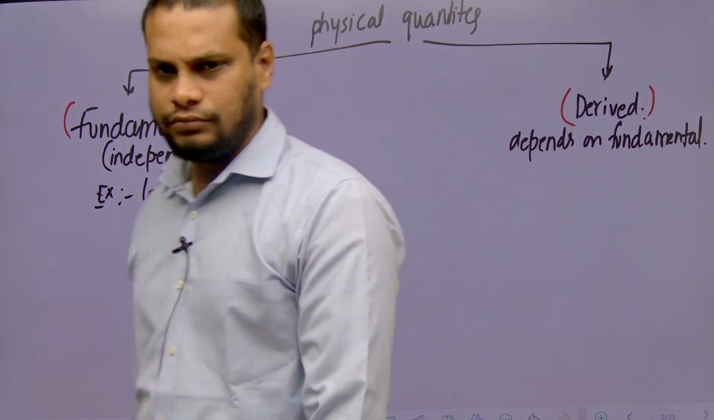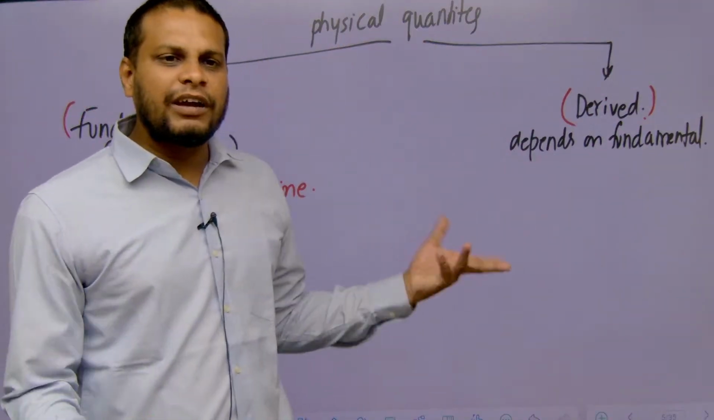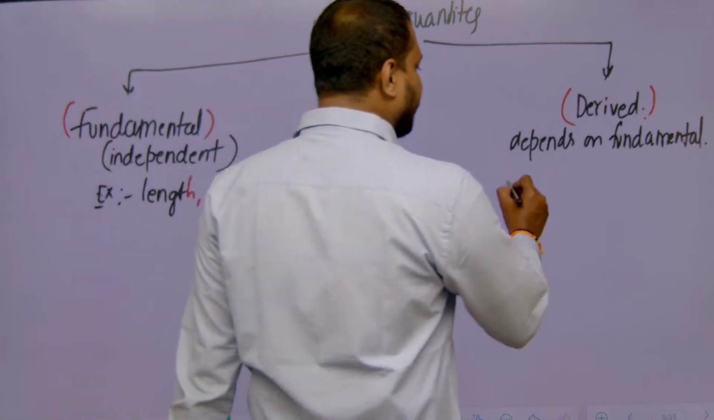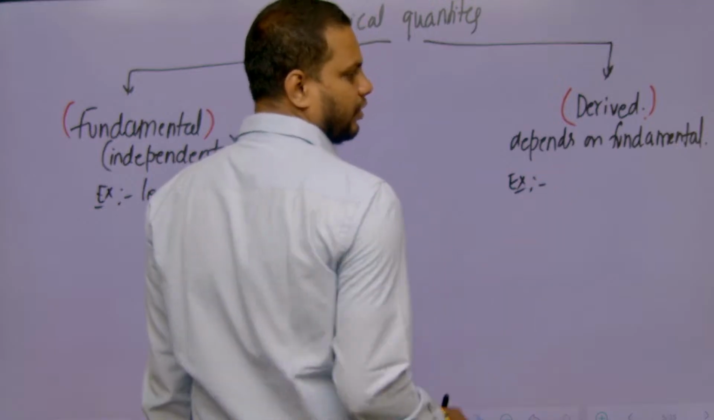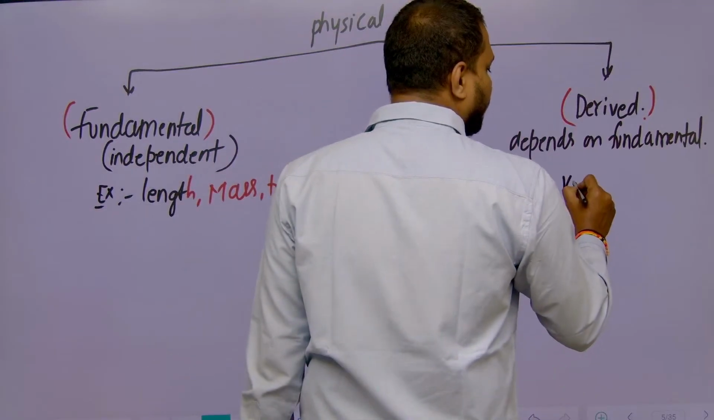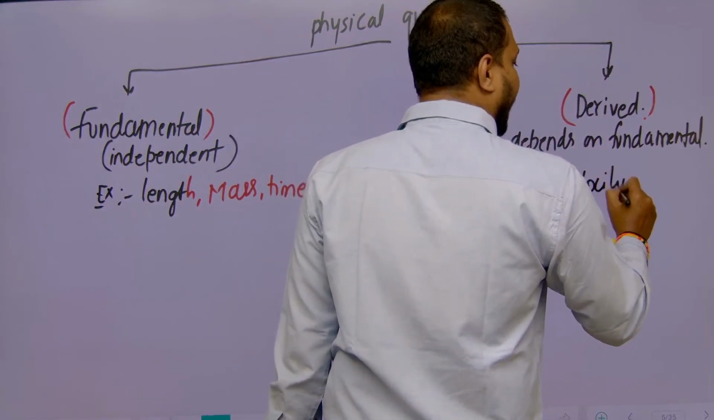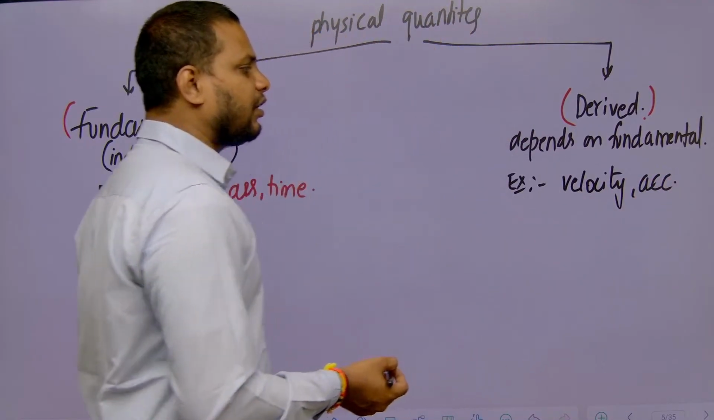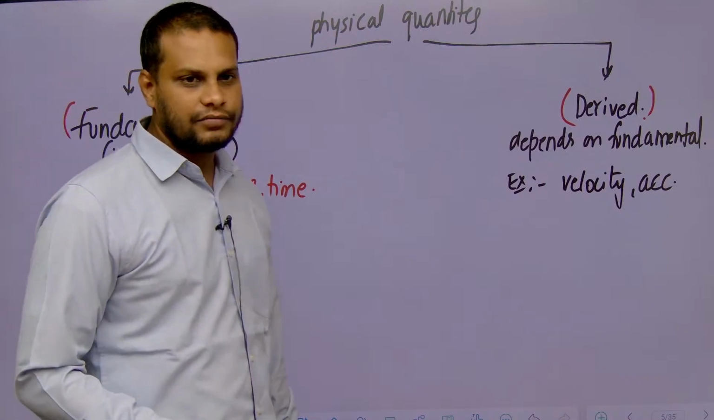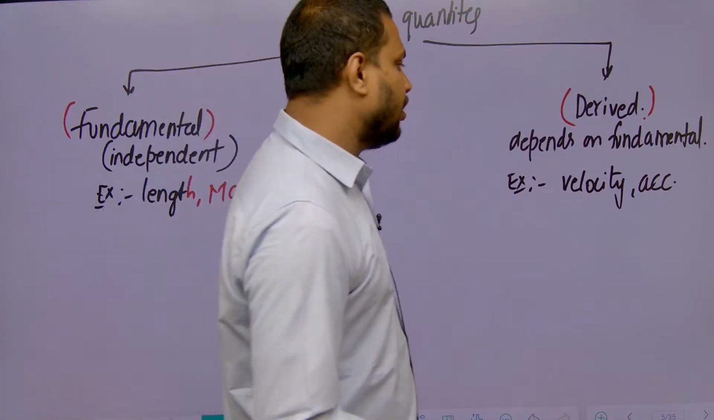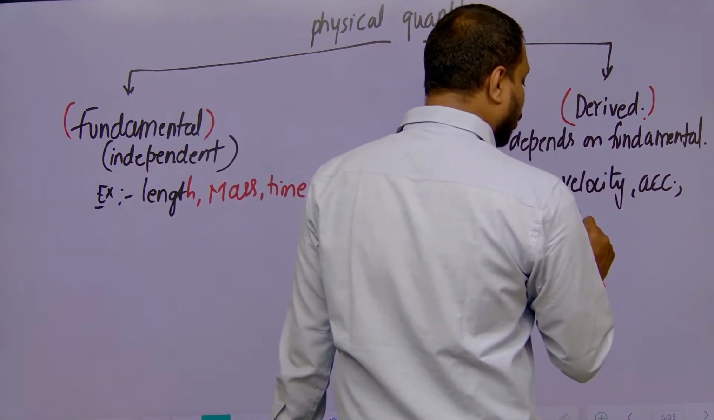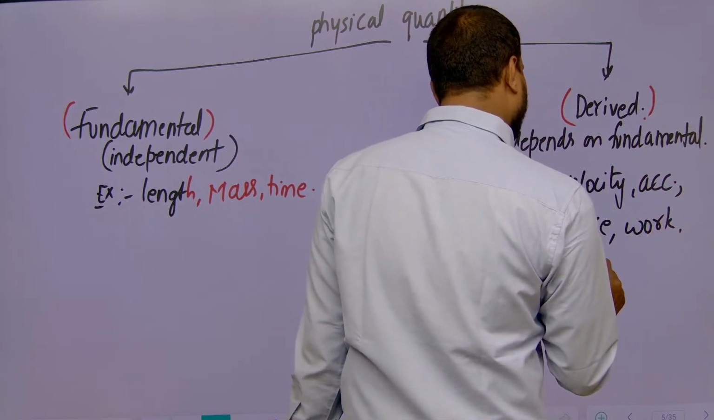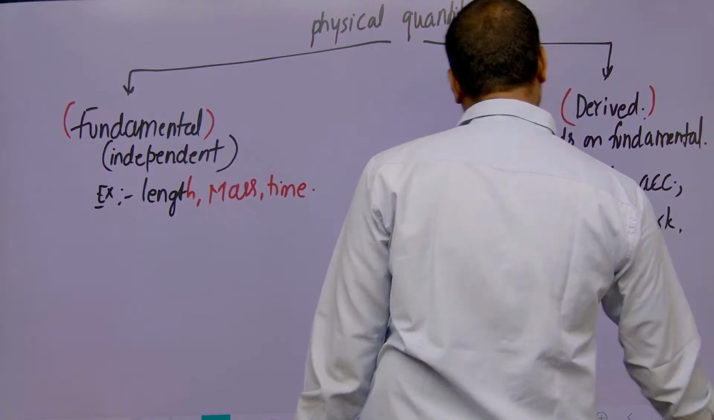Example: except these 3, whatever else there is will be derived, right? Except these 3, the remaining may be derived physical quantities. For suppose velocity, acceleration. Displacement comes under fundamental because it is length, right? Then velocity, acceleration, force, work, power. All these are examples of derived physical quantities.